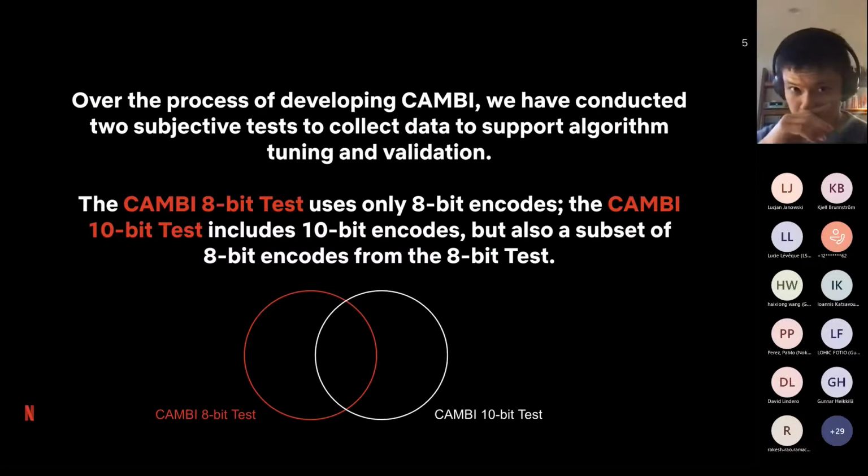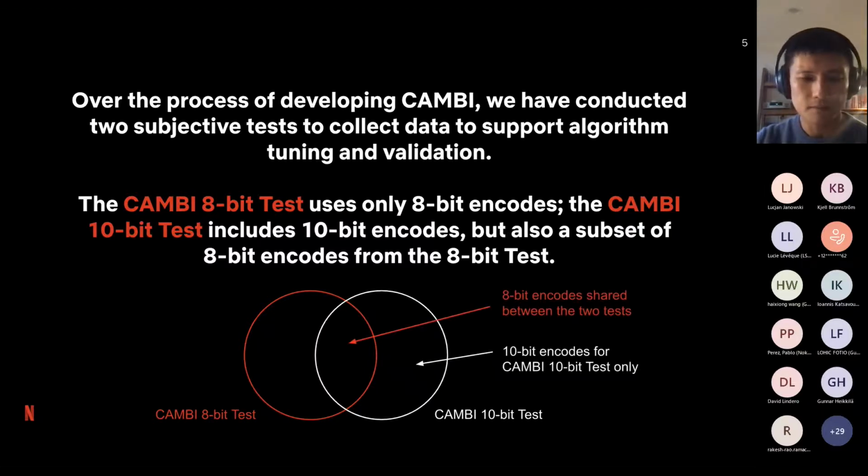Over the process of developing CANBE, we have conducted two subjective tests to collect data to support mainly algorithm tuning and validation. The first one is the CANBE 8-bit test, which uses only 8-bit encodes. The second one is the 10-bit test dataset, including 10-bit encodes, but also a subset from the 8-bit encodes, which overlaps with the 8-bit test. You can see it represented in this Venn diagram.